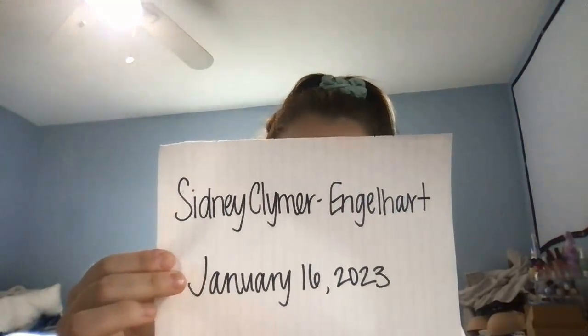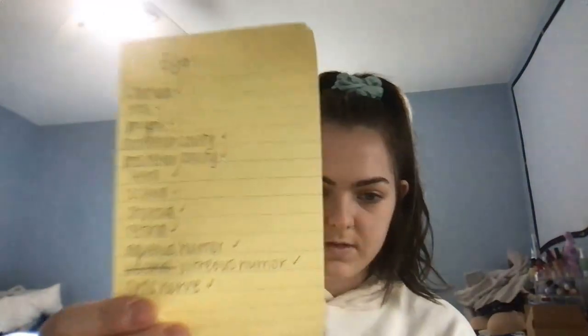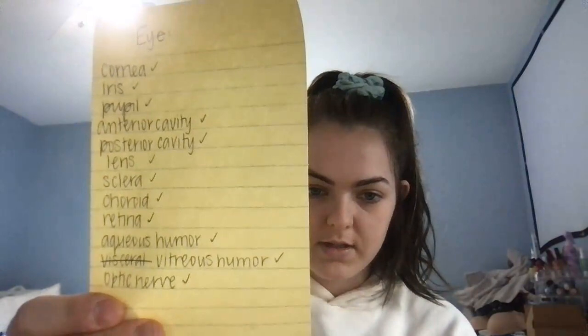It is January 16th, 2023, and I will be making a video about the different anatomical structures of the eye. Alright, and then I have my notes here on the different structures that I will be identifying in the video. So the first part of the eye I will be talking about is the anterior portion. This is what it looks like.